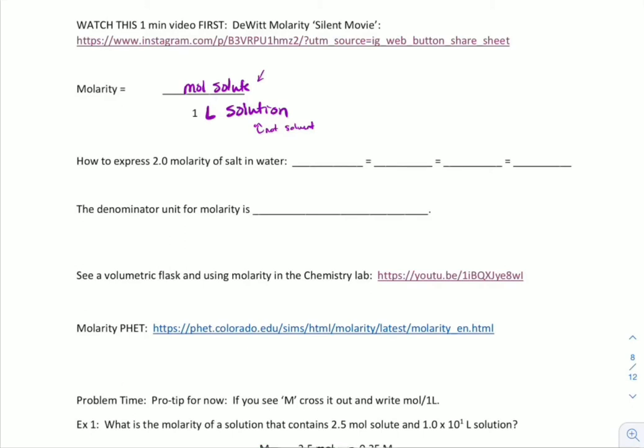That would matter for Chem 2. There are some units that have solvent on the bottom. That's Chem 2.